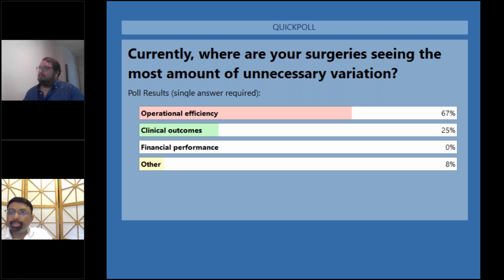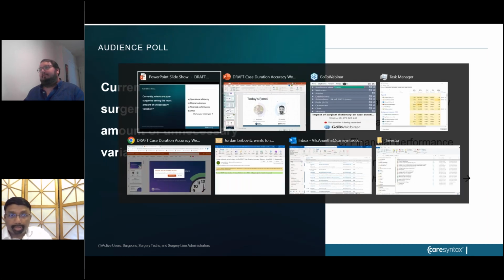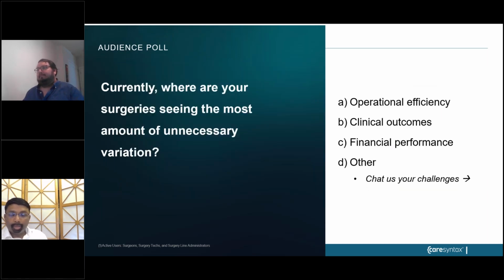I'm not seeing the results over here. So it looks about 67% said operational efficiency, 25% said clinical outcomes, and then the rest said other. Okay, perfect. So I think that definitely makes sense. Sounds like we have now more than 2/3 of this operational variability really being the question and the concern, and that does make sense in terms of everything else that we have heard from our partners in terms of what they're seeing there.